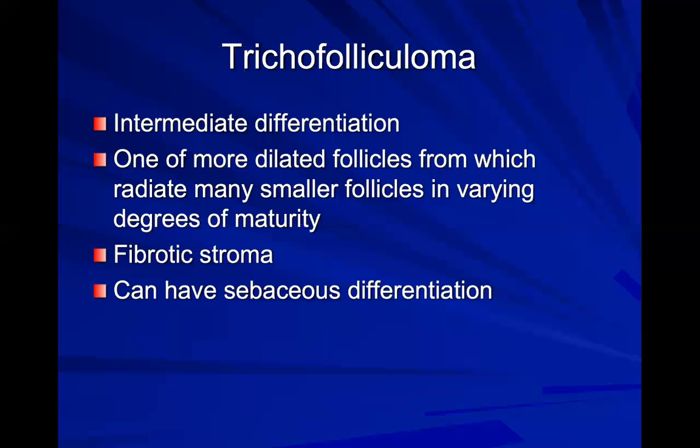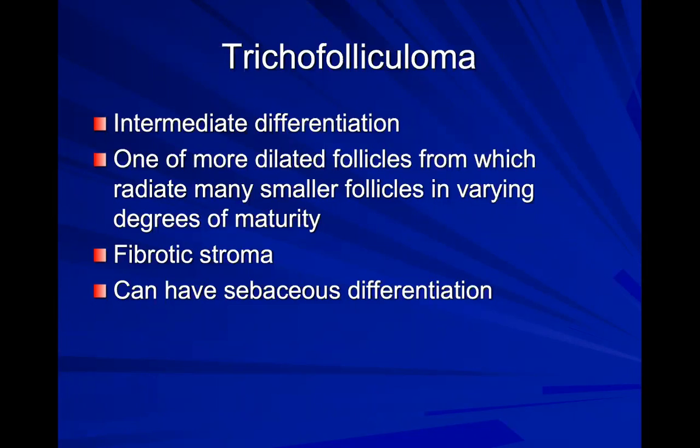All right, so the next step towards an adnexal follicular neoplasm is a trichofolliculoma. This one's sort of intermediate differentiation. And here, rather than a vaguely normal-looking follicle that's dilated, you have little baby, almost fully formed follicles radiating off of a cyst. So it's a little bit more complex of a proliferation. Again, you have a fibrotic stroma. Almost every follicular neoplasm has a fibrotic stroma.